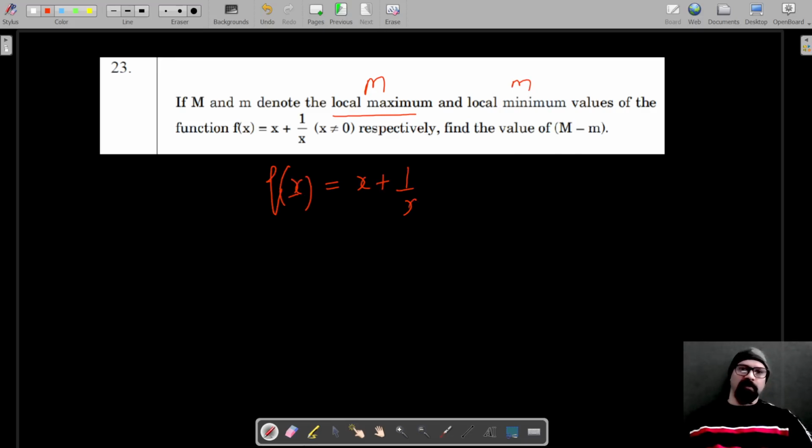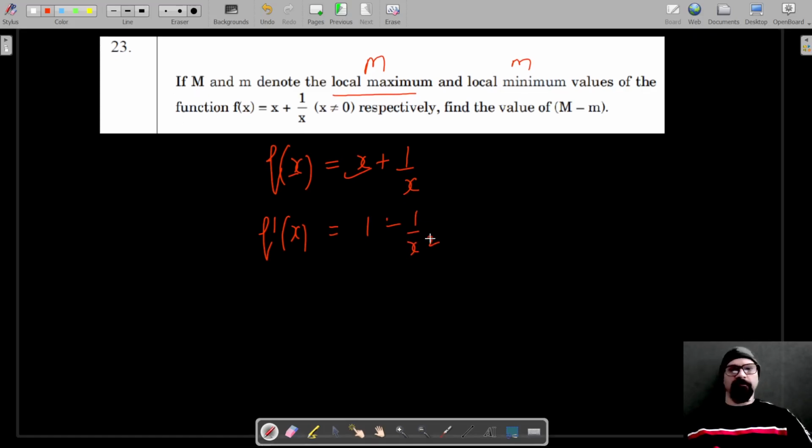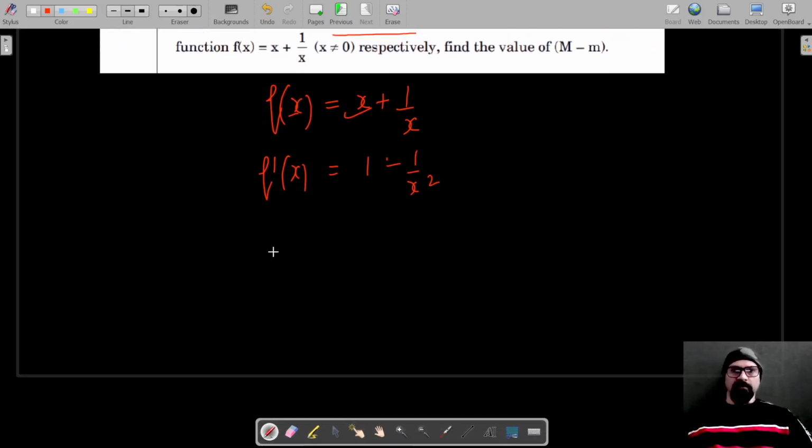So our function is f of x is equal to x plus 1 by x, and differentiating this with respect to x. So differentiation of x is 1, and differentiation of 1 by x is negative 1 upon x square. Okay, so let's find out for local maxima or minima. And we know that for the critical values, that is for the local maxima or minima, f dash x is equal to 0.